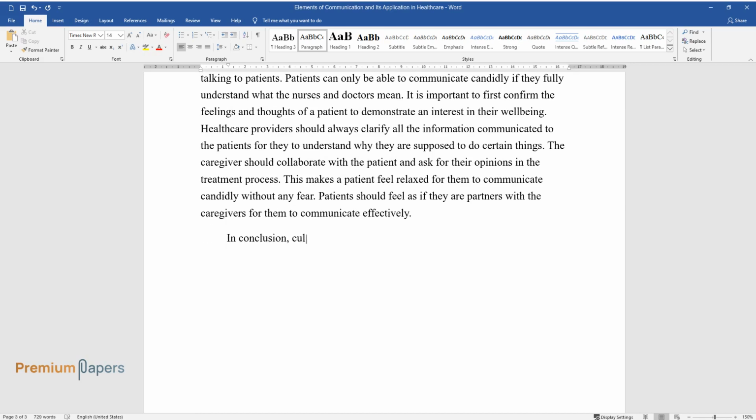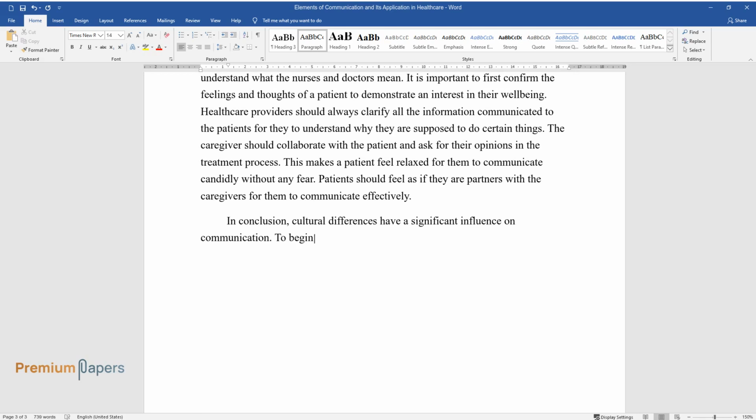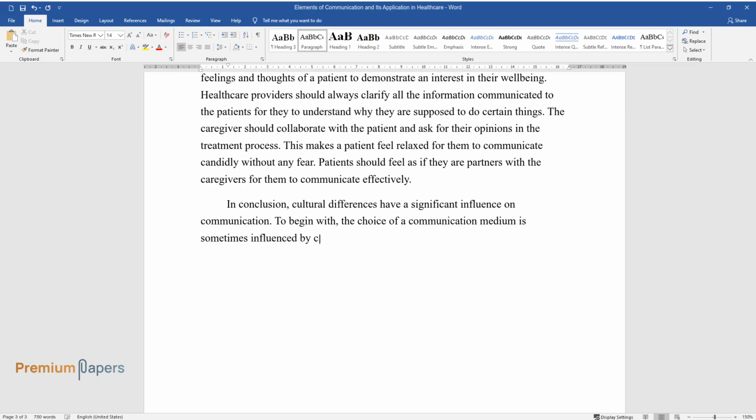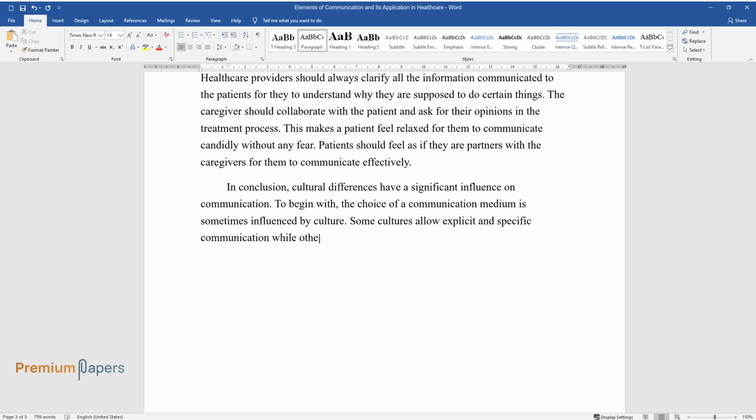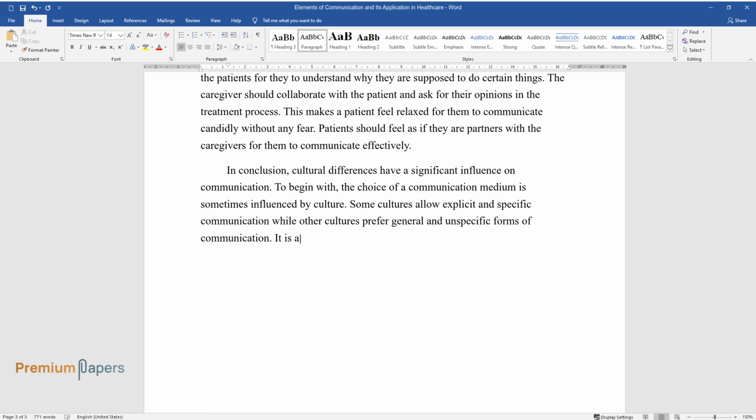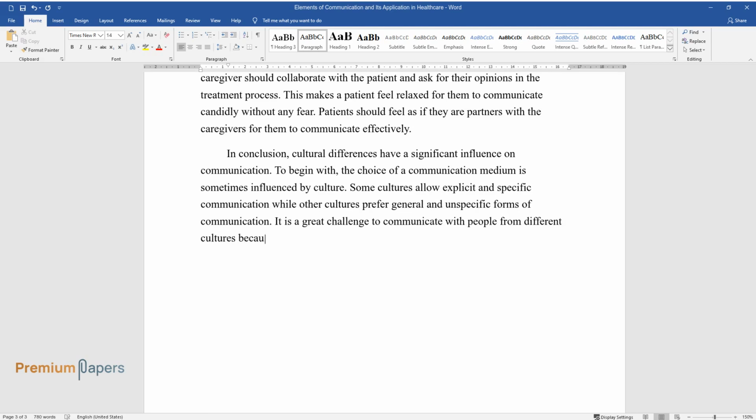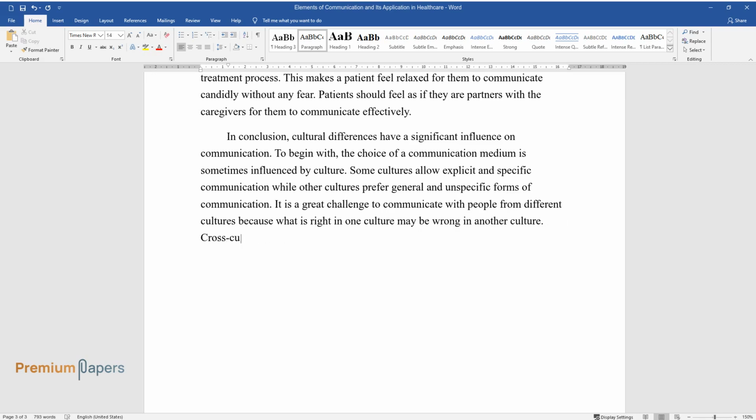In conclusion, cultural differences have a significant influence on communication. To begin with, the choice of a communication medium is sometimes influenced by culture. Some cultures allow explicit and specific communication while other cultures prefer general and unspecific forms of communication. It is a great challenge to communicate with people from different cultures because what is right in one culture may be wrong in another culture.